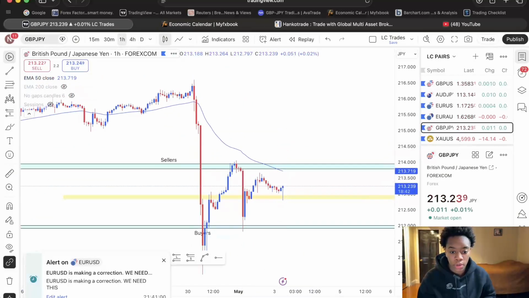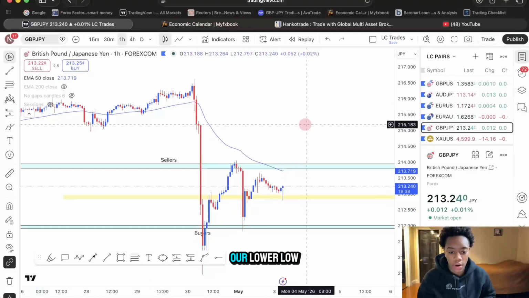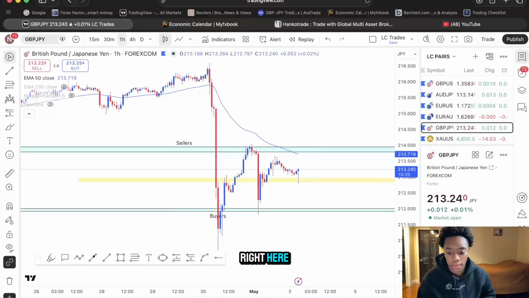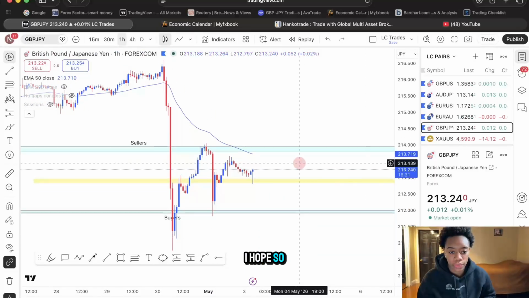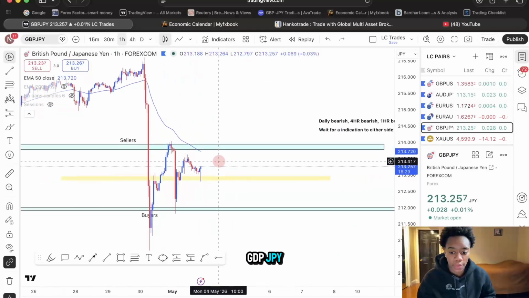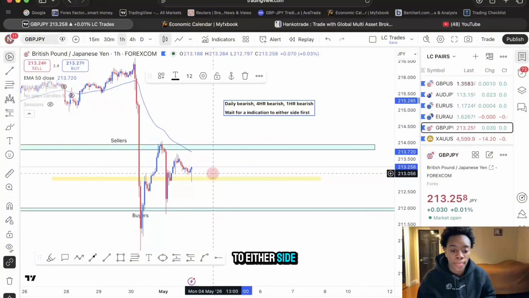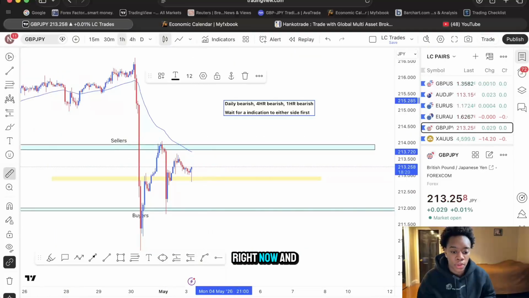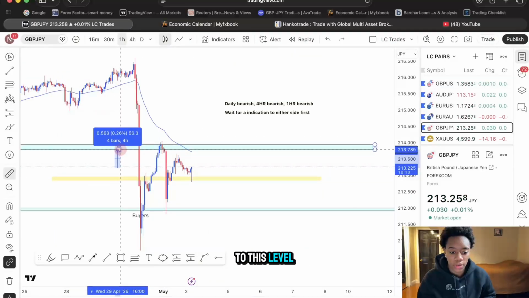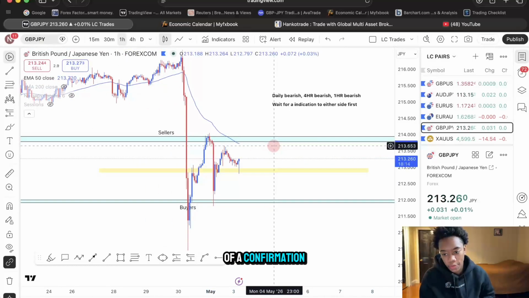1 hour: higher low, sorry, lower high, and this is our lower low right here. Perfect. I'm proud, you guys are following, I hope. So GBPJPY, we're kind of just waiting for an indication to either side. I mean, I can technically trade it to the upside right now and take it to this level. That's 50 pips, but I'd rather have a little bit more confirmation. And like I said, I do not like to trade on Sundays.